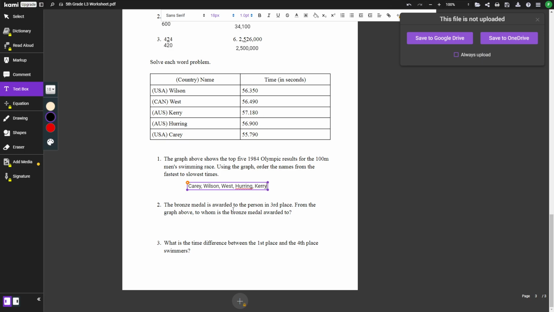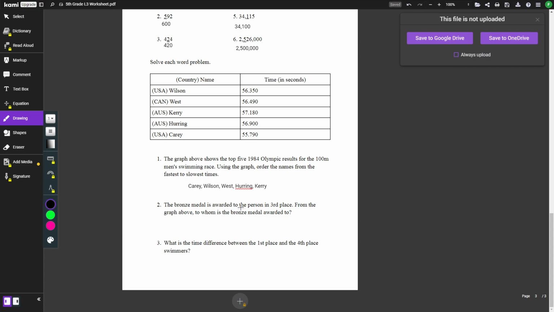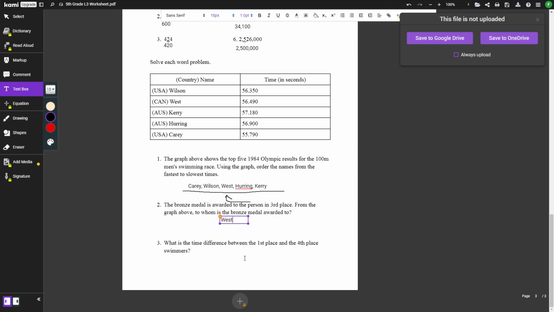by process of elimination. The bronze medal is awarded to the person in third place. Who is the bronze medal awarded to? We can see we have a little chart here. Third place is right in the middle, so it will never change, no matter if we change from fastest to slowest or slowest to fastest. Therefore, the bronze medal is going to be awarded to West.